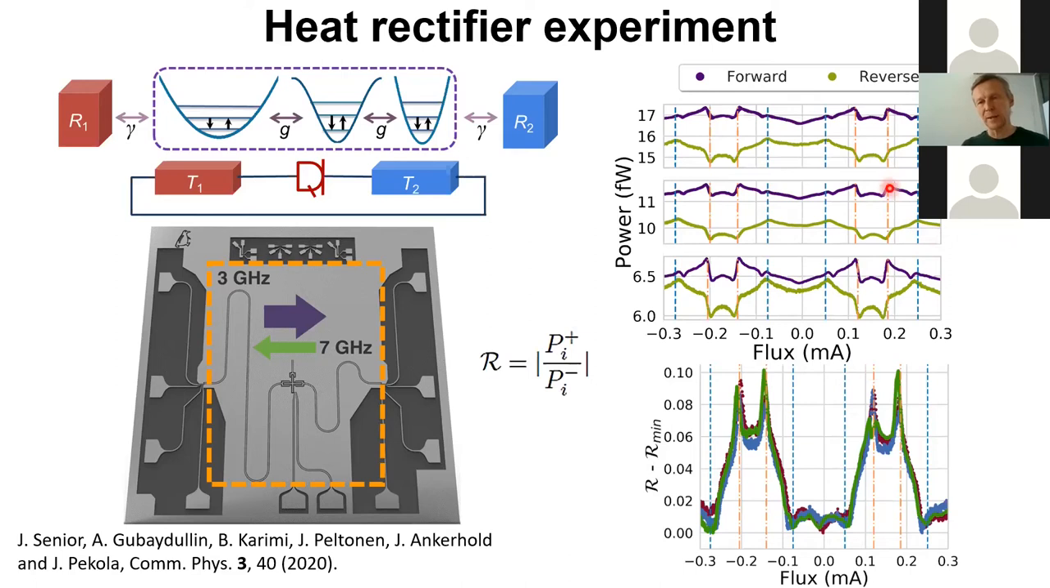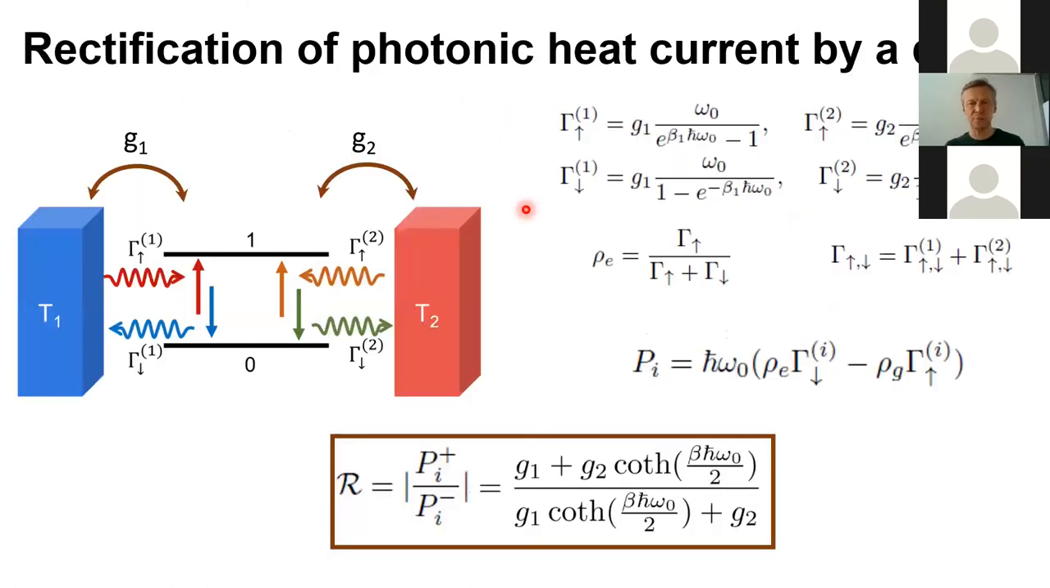So if you make a ratio of these two powers and normalize them properly, then you can see that there is about 10% of heat rectification. Experiments are going on to try to make this much better, because if you would have an ideal two-level system instead of this weakly anharmonic transmon, you would expect really high rectification. I will not go into any detail of this expression here, but the rectification is determined essentially by the ratio of the couplings to the two baths.